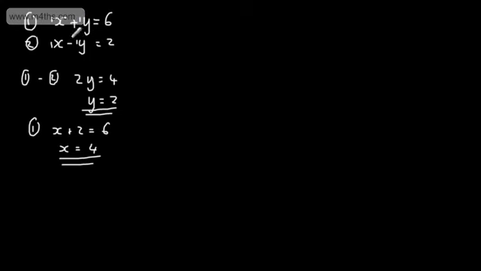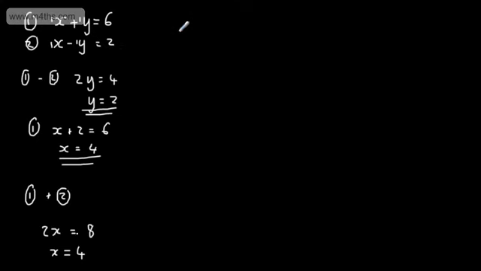Alternatively, what I could have done is added these equations together. So if I do 1 plus 2, adding these together, I'm going to end up now by having 2x, so let's put that, 2x, y plus minus y will disappear, and then we'll end up now with 8. Dividing both sides by 2, x is going to be 4, and then I can sub it into either one now to find y. So that's the method of elimination.